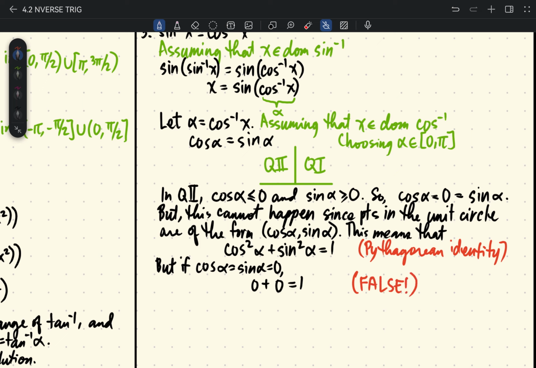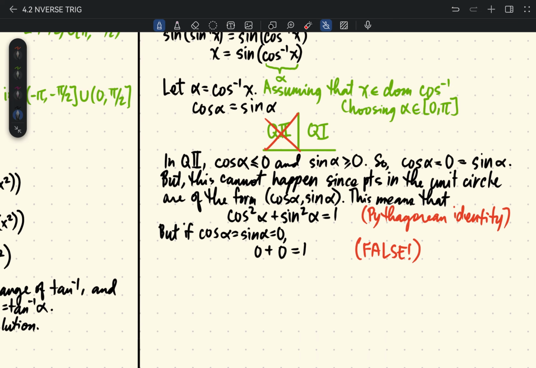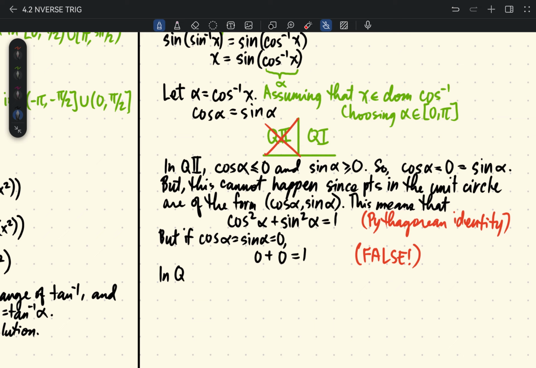So that means our solution is not in quadrant 2. So that means this one right here is no longer possible, and we look for solutions in quadrant 1. So in quadrant 1, what we know is that cosine alpha is greater than or equal to 0 and sine alpha is greater than or equal to 0.